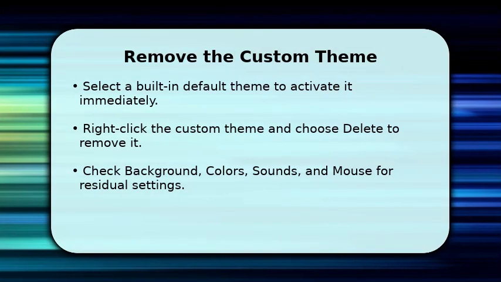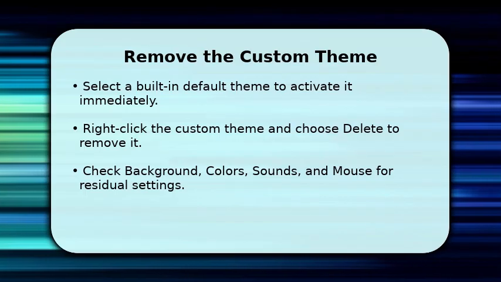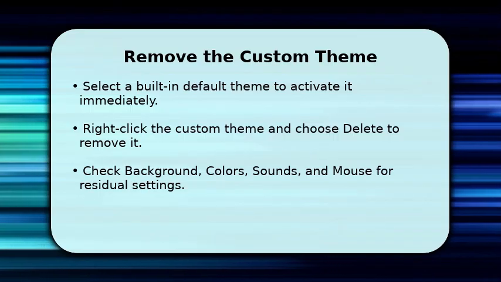With a default theme activated, you can now remove the custom one safely. Activate Windows or any built-in theme first so the system isn't using the file you want to delete. Next, locate the custom theme tile, right-click and choose Delete. Windows will remove the theme entry without affecting backed up files.